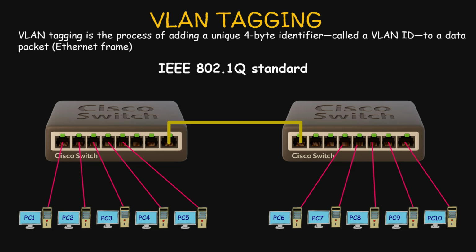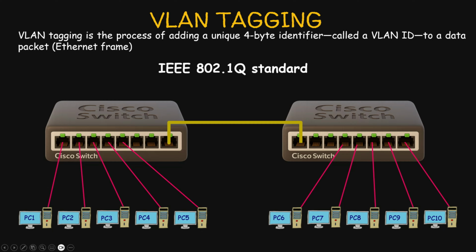Cisco switches use the IEEE 802.1Q standard. It is an industry standard for VLAN tagging on Ethernet networks. It allows multiple VLANs to travel over a single network link, which is also known as a trunk link. So without IEEE 802.1Q, a switch would not know which VLAN a frame belongs to when multiple VLANs share the same cable. Whenever traffic leaves a trunk port, the switch inserts a small VLAN tag into the Ethernet frame, and that tag contains the VLAN number.